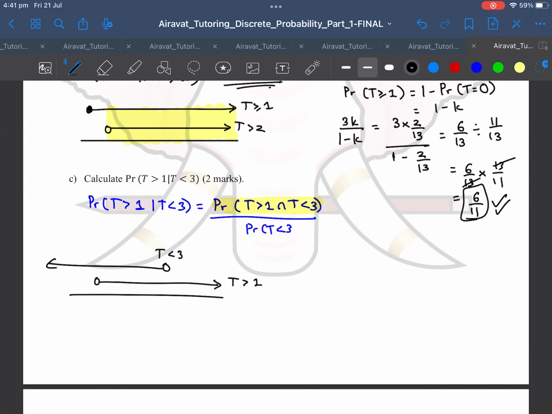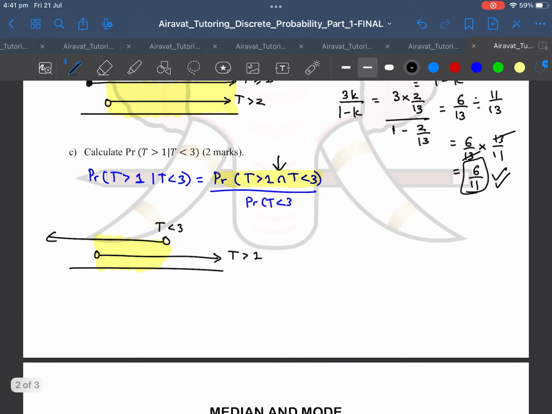And what we are finding here is we are finding the intersection. So we're looking at this part over here. And where is that part? Well, that would just imply that this part over here is just going to be what? Probability of 1 less than T less than 3. Right? It's just between 1 and 3, but 1 and 3 are exclusive because it's an open circle. So there you go. That's your visualization done and dusted. Now it's going to be really simple to do this. So that would also equal probability of 1 less than T less than 3 divided by probability of T less than 3.